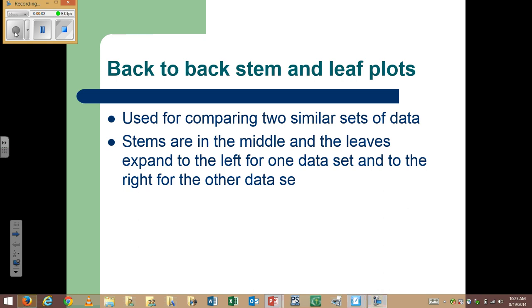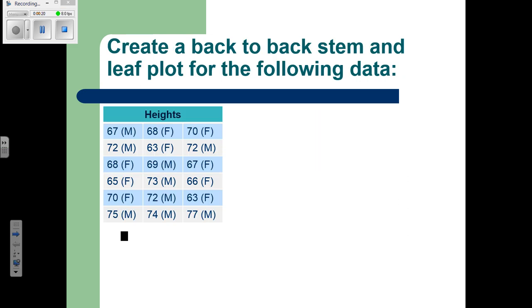So we'll pick up here with the back-to-back stem and leaf plots, and it's a similar setup to a regular stem and leaf plot, except it's going to allow us to compare two similar sets of data, where we put the stems down the middle, and then we're going to send one set of data to the left, and one set of data to the right.